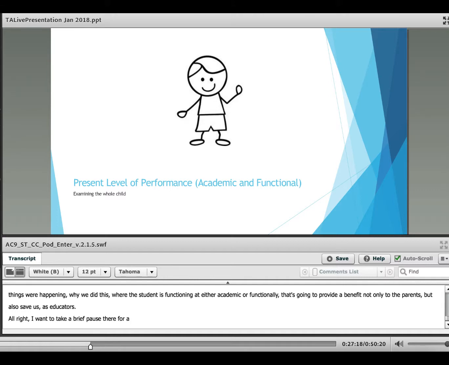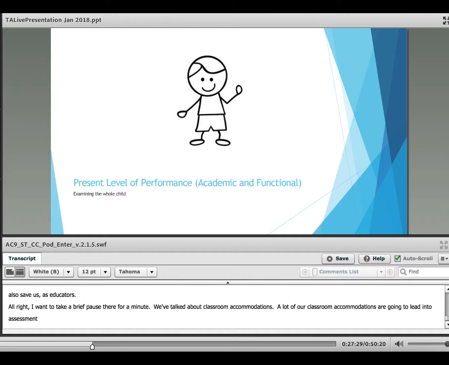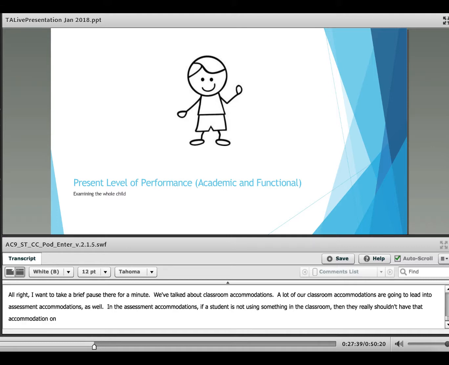All right, I want to take a brief pause there for a minute. We've talked about classroom accommodations. A lot of our classroom accommodations are going to lead into assessment accommodations as well. As any assessment accommodations, if a student is not using something in the classroom, then they really shouldn't have that accommodation on the assessment if they're not using it in the classroom.